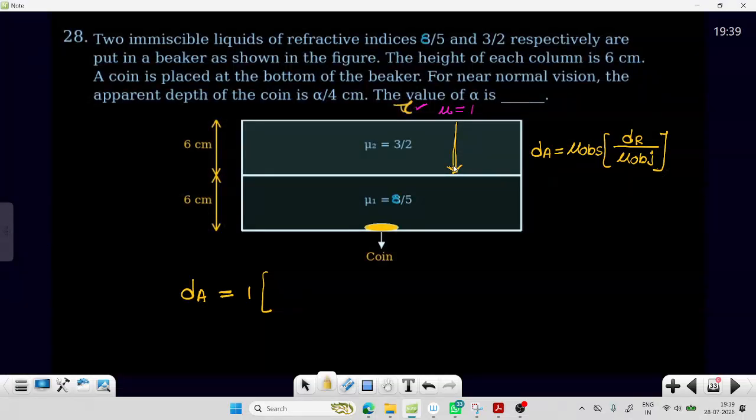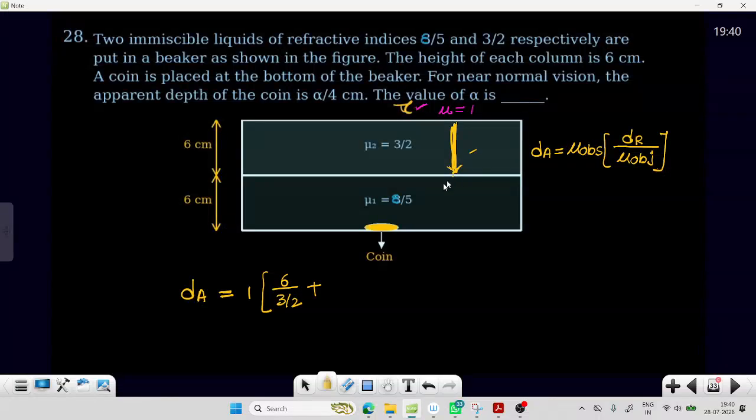6 centimeters. And the refractive index of this medium? 3/2, sir. Yeah, so that is 3 by 2. Next, this distance is completed.